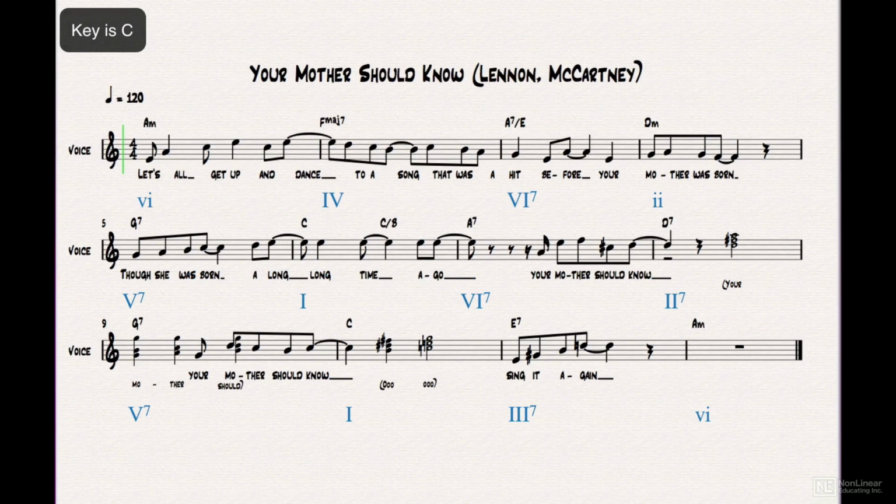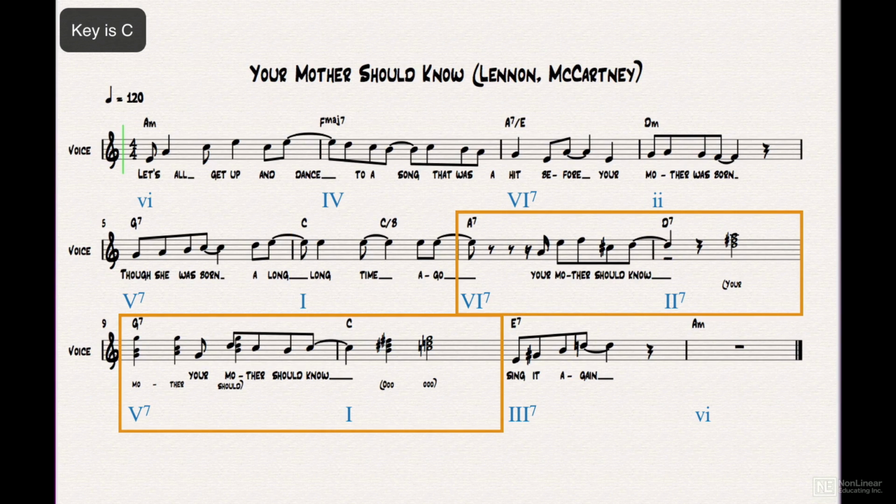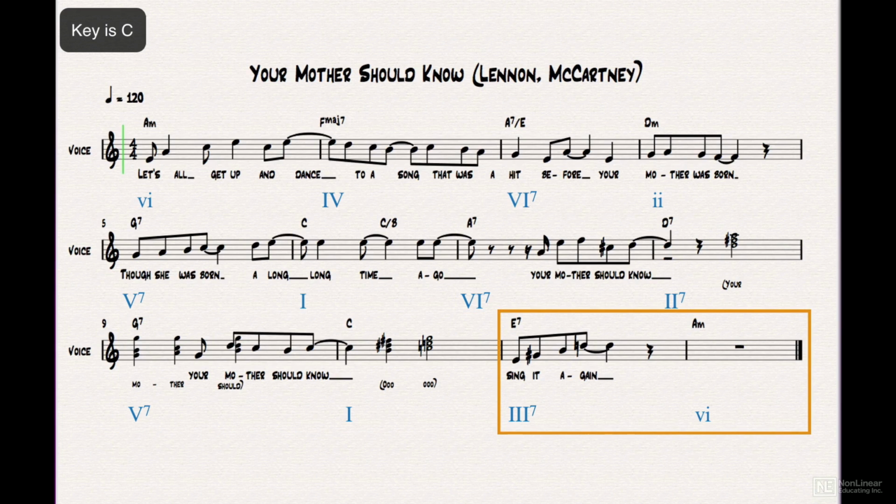Your Mother Should Know winds its way from A minor to the relative major, C major, using the circle of fifths. We start with A minor, we move later to an A7, which propels us to a D minor, G7, and a C, right around the circle of fifths. We repeat that sequence again, A, D, G7, C, and then we end the verse with an E7, which propels us back to the A minor.